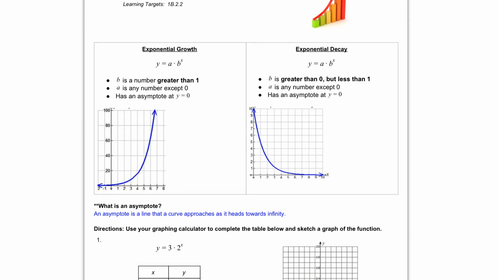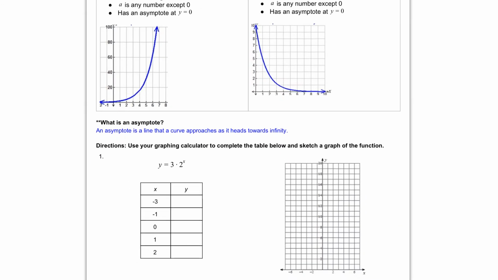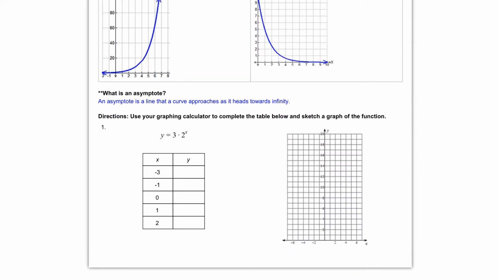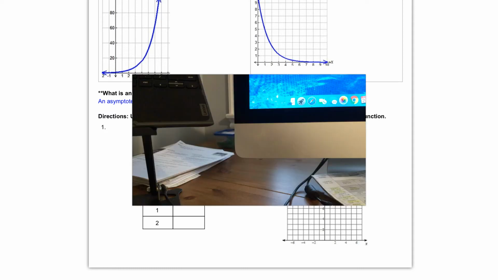Next, in question number 1, we're going to go ahead and graph a function. It says use your graphing calculator to complete the table below and sketch a graph of the function. So I'm going to open up a video here of my graphing calculator so that you can see it as we're working through it.